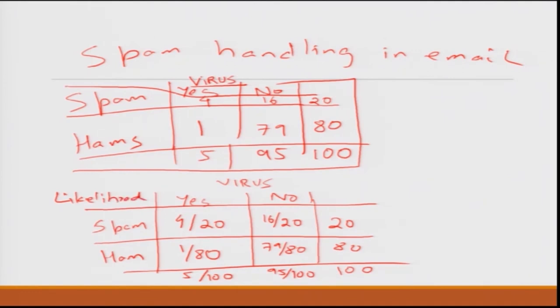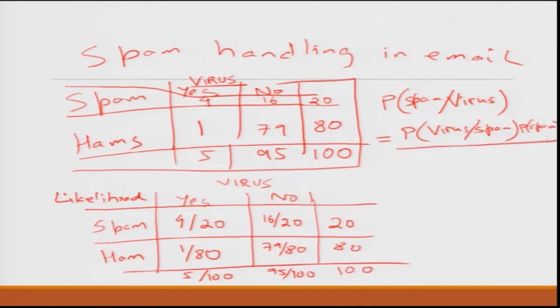So, this becomes your likelihood table. Now, the trick that you do is, you say the probability of something being a spam, given that the word virus came, is equal to the probability of the word virus, given that it is a spam, into the probability of it being spam, divided by the probability of the word virus.